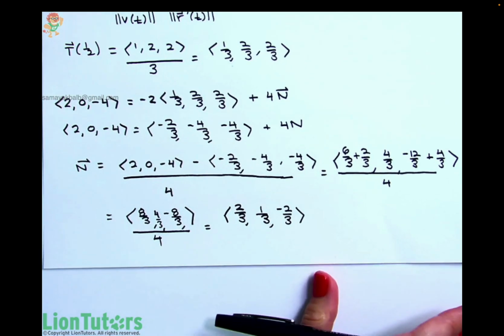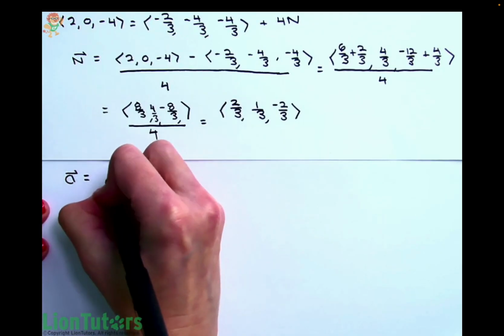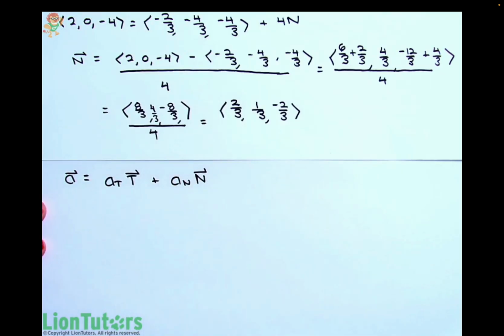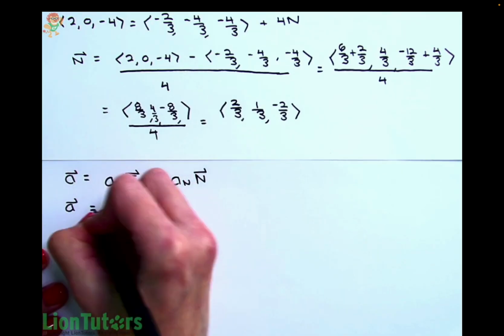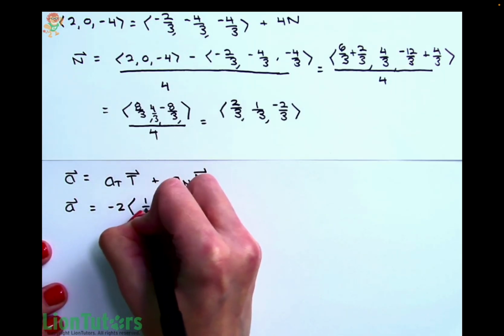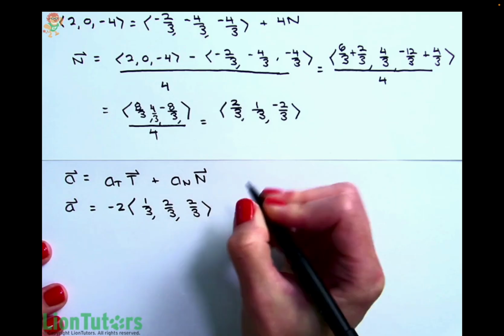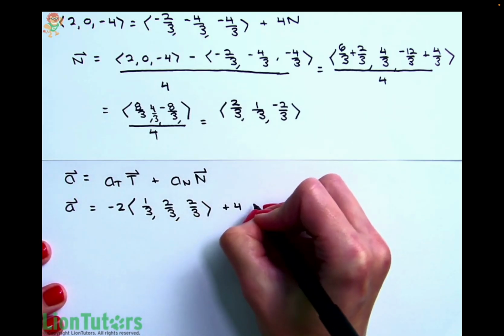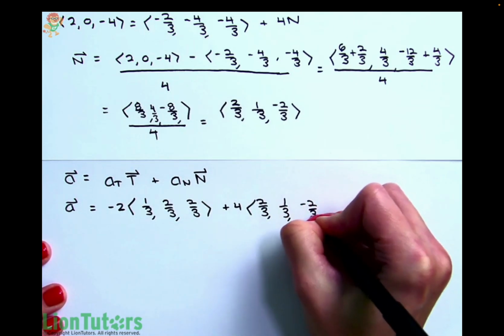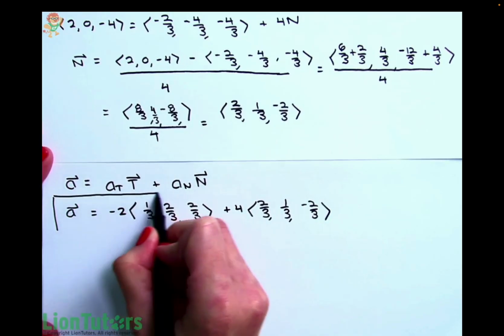So if we wanted to write this as a decomposition of our acceleration vector, we would say that acceleration is equal to a sub t times T plus a sub n times N. And now we have each of those components. Our a sub t was -2. Our T was 1/3, 2/3, 2/3. Our a sub n was 4, and our N we just found to be 2/3, 1/3, -2/3. And now our acceleration vector is decomposed into its tangential and normal components.